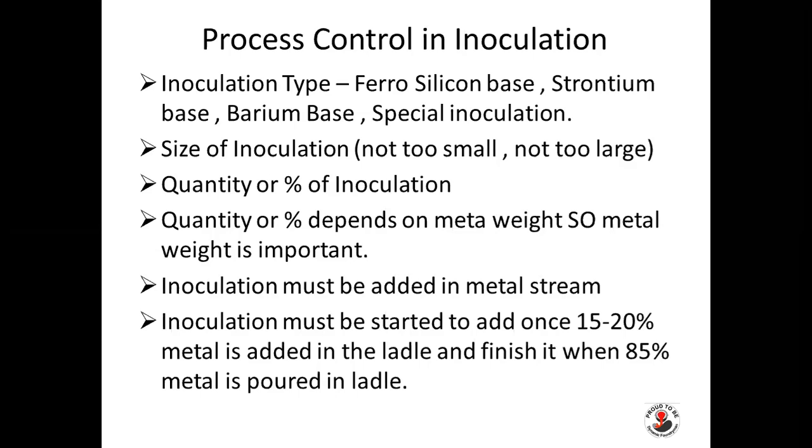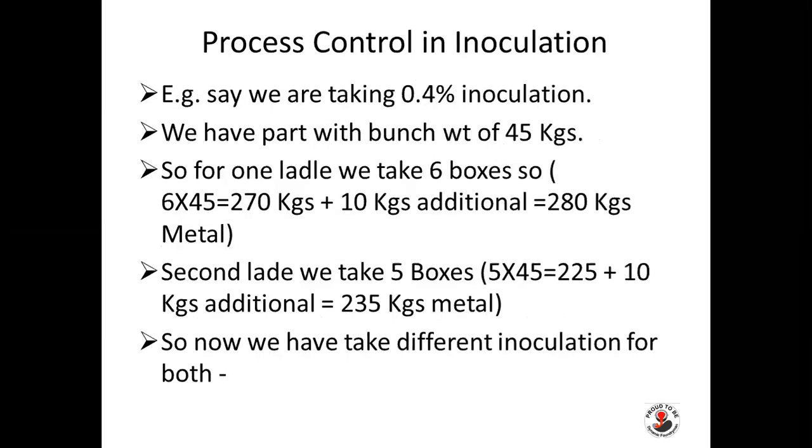Inoculation must be added in the metal stream. Inoculation must be started once 15 to 20% of metal is added in the ladle and finished when 85% of metal is poured in the ladle. It is important to understand why percentage of inoculation or inoculation weight is important.